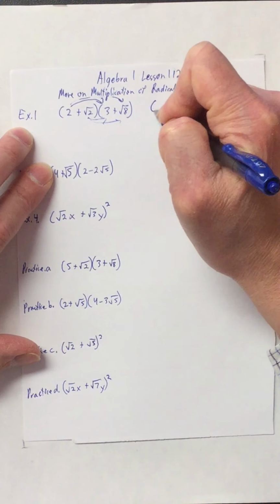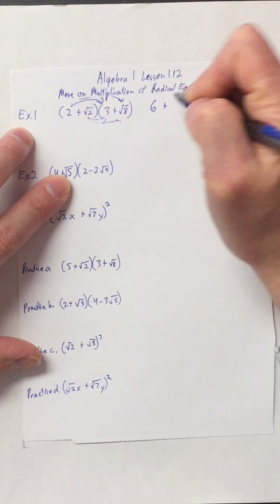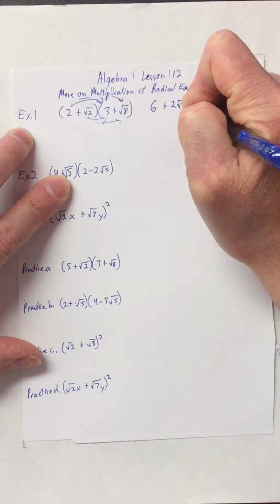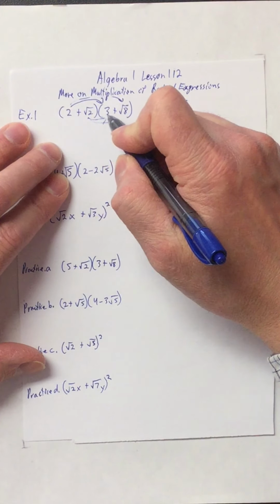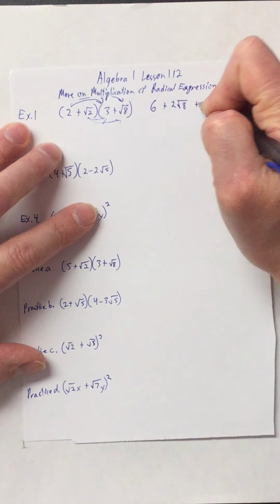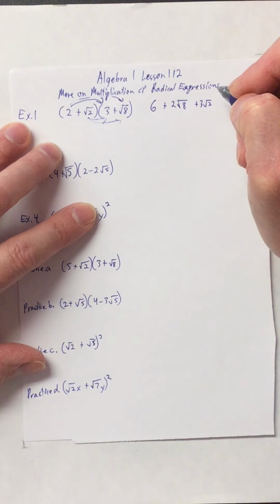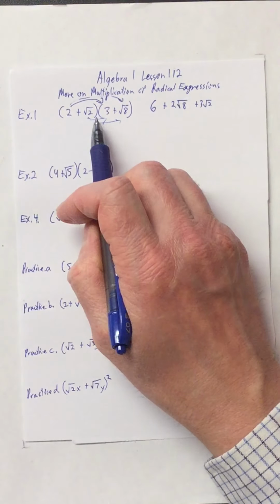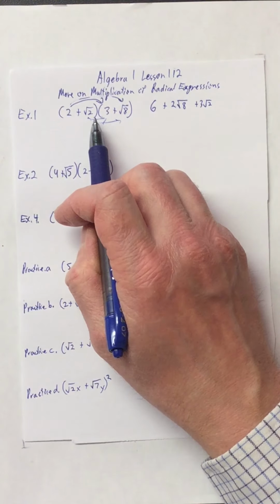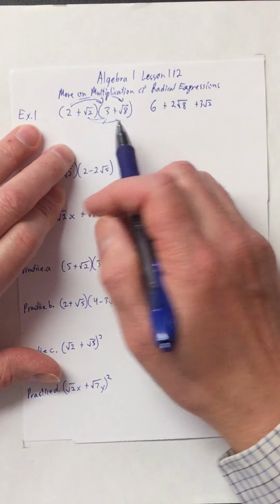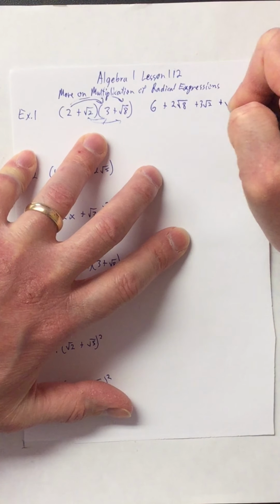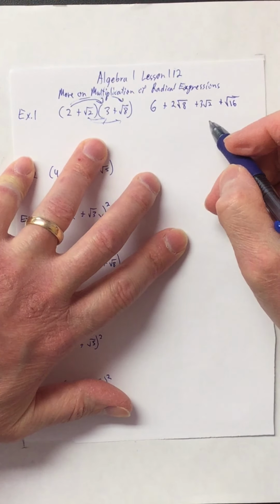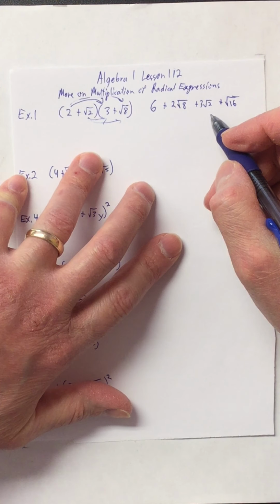So in this case, 2 times 3 is 6. 2 times square root 8 is 2 square root of 8, like that. Second part here, square root of 2 times 3 is 3 square root of 2, like this. And then square root of 2 times square root of 8 is actually plus square root of 16.